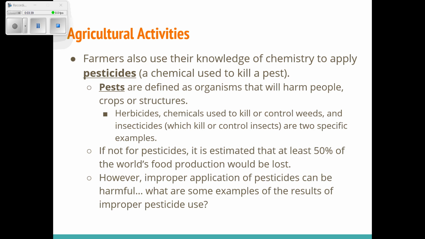Farmers also use pesticides. A pesticide is a chemical that is used to kill pests. Pests are defined as organisms that will harm people, crops, or structures. Herbicides kill or control weeds, and insecticides kill insects. If not for pesticides, it would be estimated that at least 50% of the world's food production would be lost. So pesticides play a very important role in agriculture, and they're very useful.